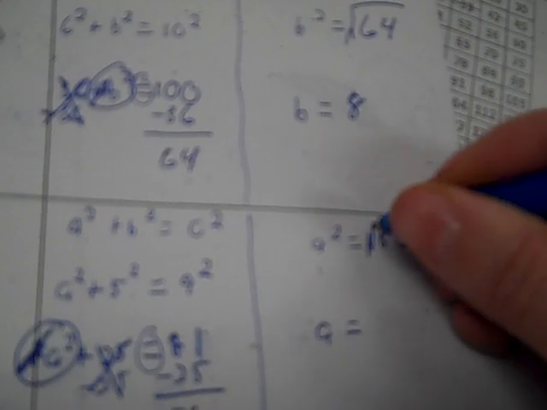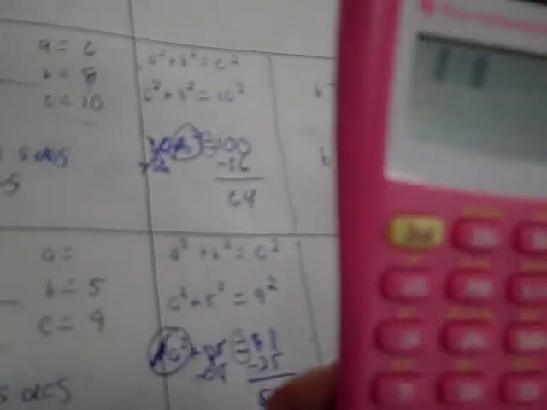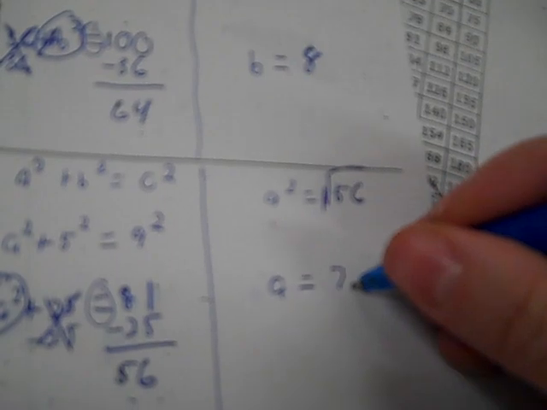Now dividing by 1 would be a waste of time. Now find the square root of 56, not 65, 56. 7.48, okay? Once again, as long as your C is longer than any of the other ones, then you're good. 7.48.